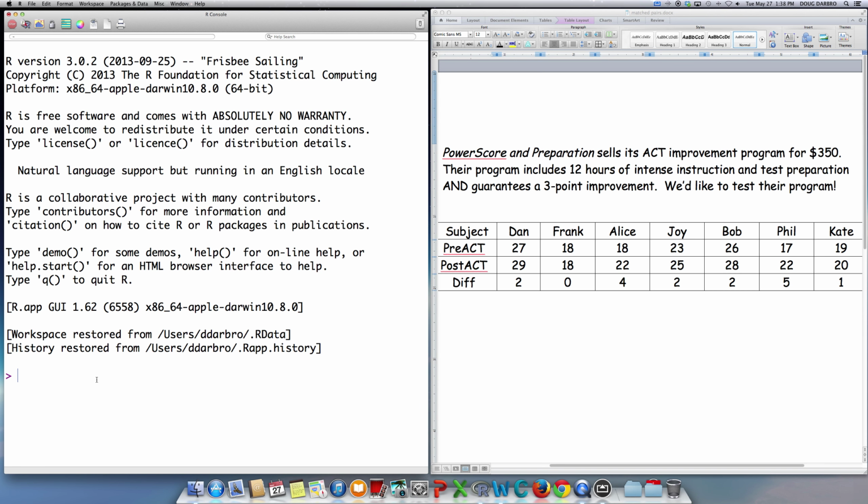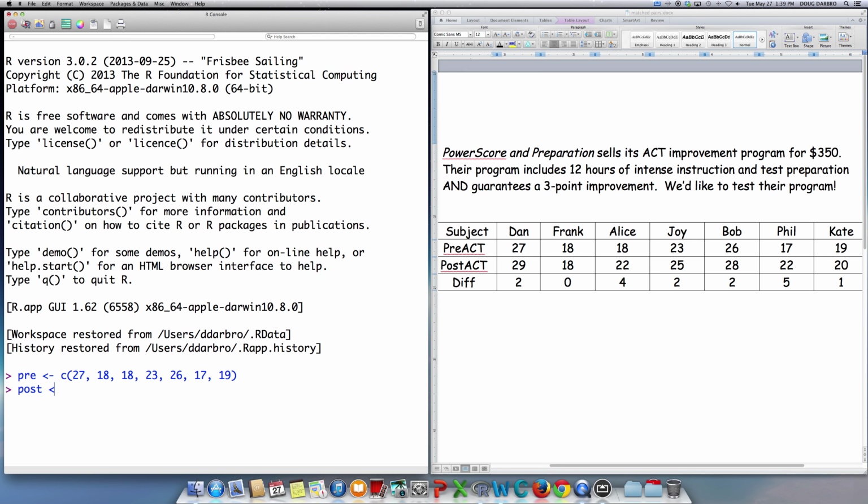Okay, so I'm going to enter the data this way. I'm going to use the c function. So my pre-test scores I'm going to enter: 27, 18, 18, 23, 26, 17, and 19.